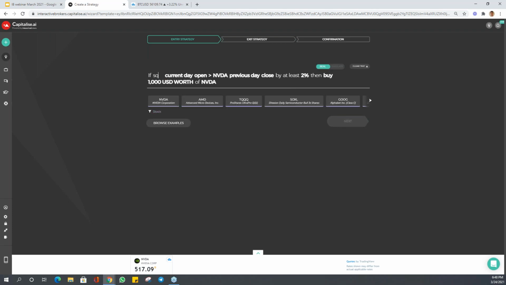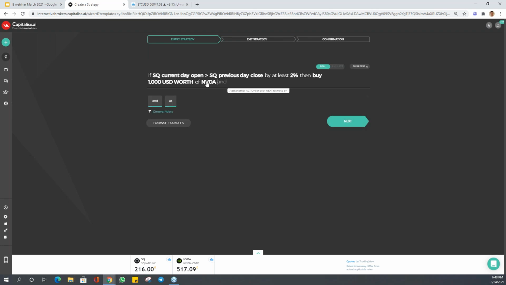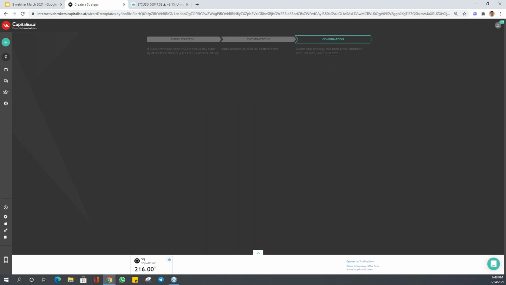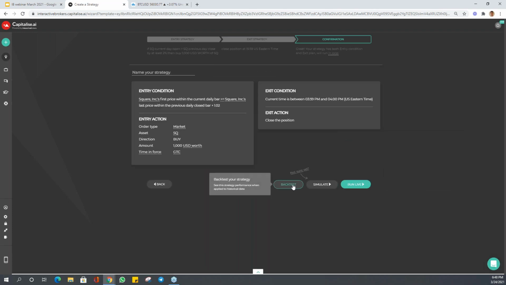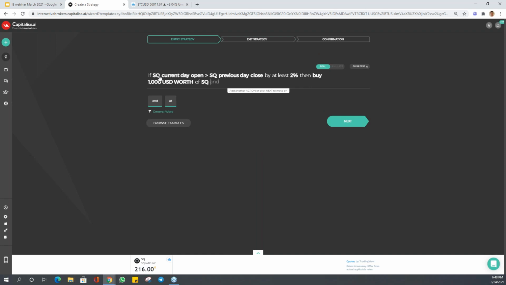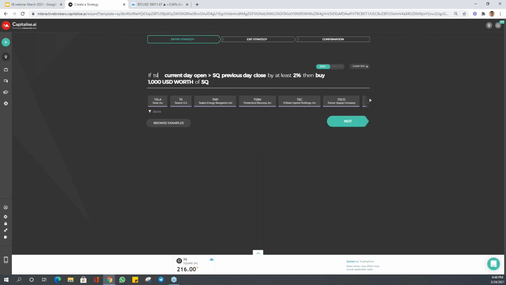Let's go for, I don't know, SQ. And here. So it's just click the asset and change it. Backtest, and let's do 1 more. I think that was done in 2 minutes, maybe 3 if I'm not mistaken. Maybe 2, I think. So we've tested it over quite a large group of stocks.